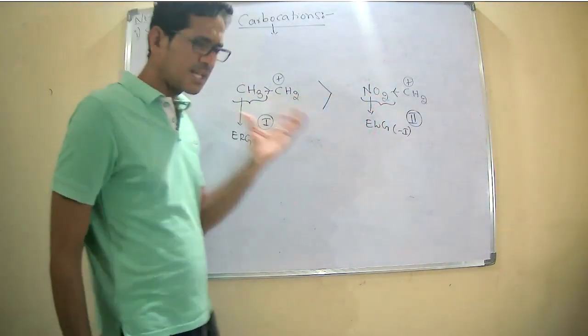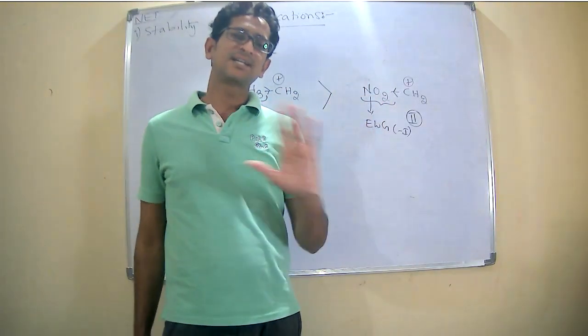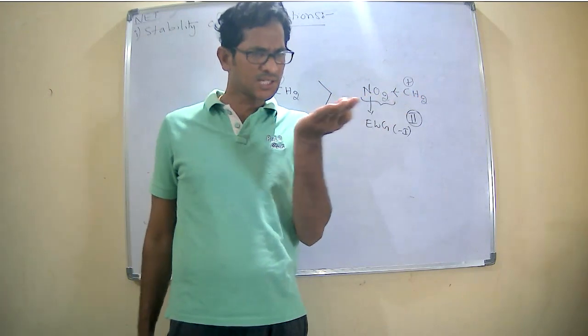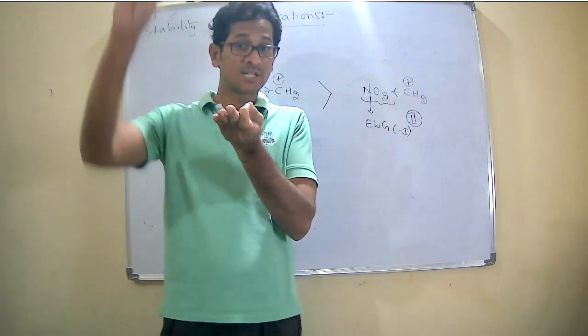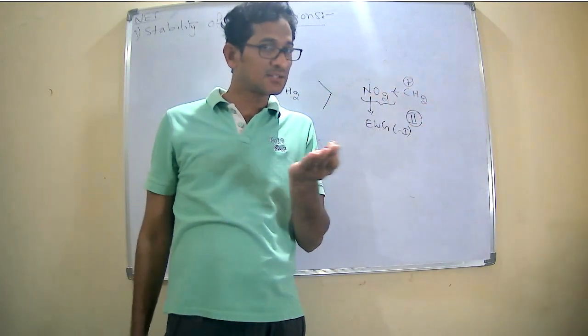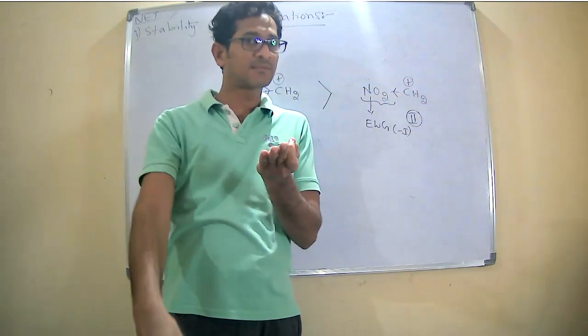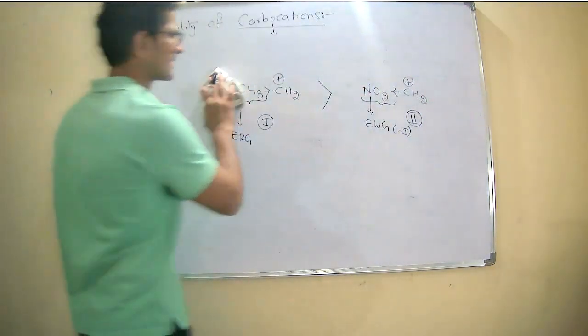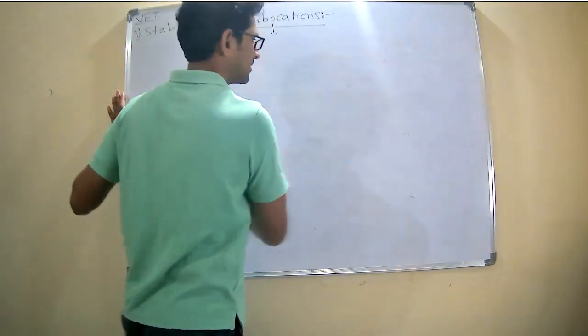So finally, the stability of a carbocation is directly proportional to the plus inductive effect. As the plus inductive effect increases, the stability of the carbocation increases. As the minus inductive effect increases, the stability of the carbocation decreases. Right. Some examples.